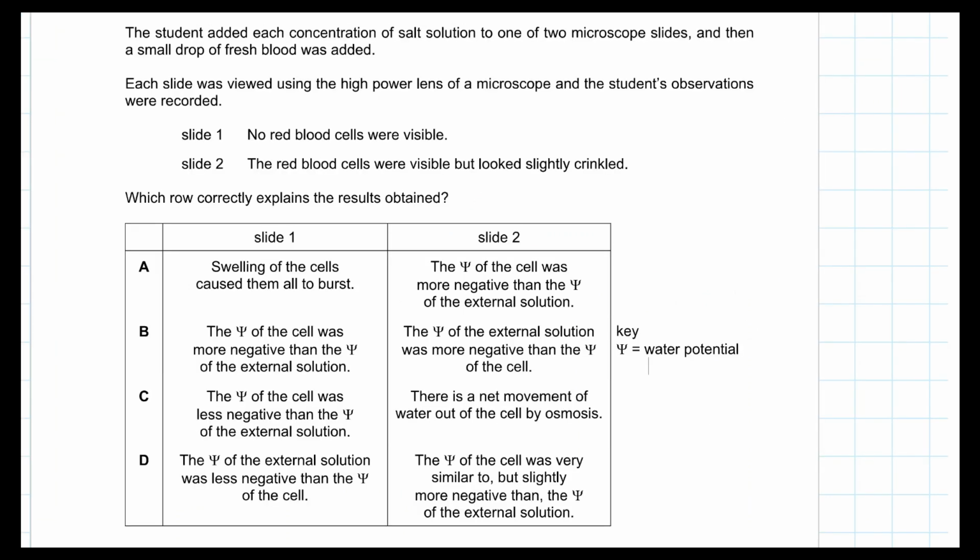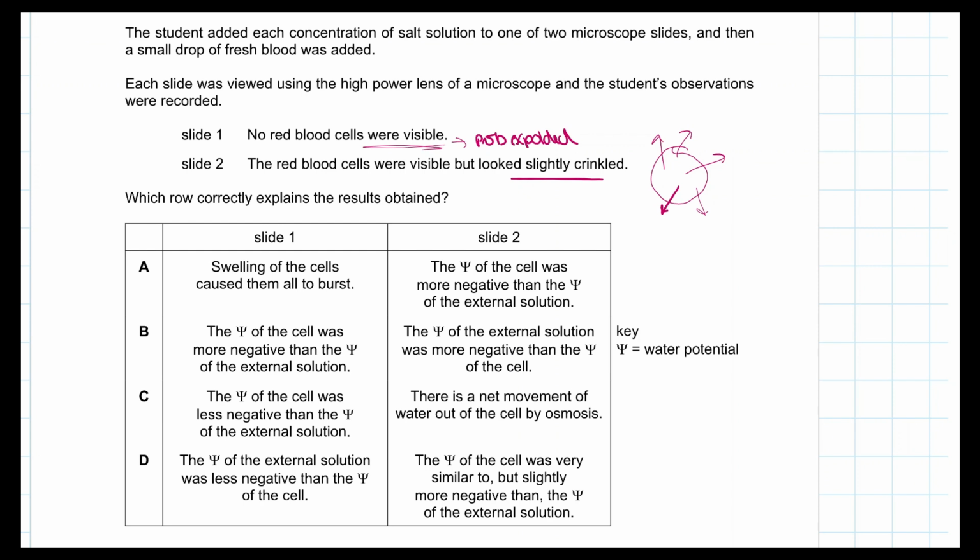Question number 15. A student observed the effect of two different concentrations of salt solution on blood cells. Slide 1, no blood cells were visible. This means that they probably exploded or burst. 2. The red blood cells were visible but look slightly crinkled. This means that water left the red blood cells, leaving it crinkled. Now, which row correctly explains the results obtained?